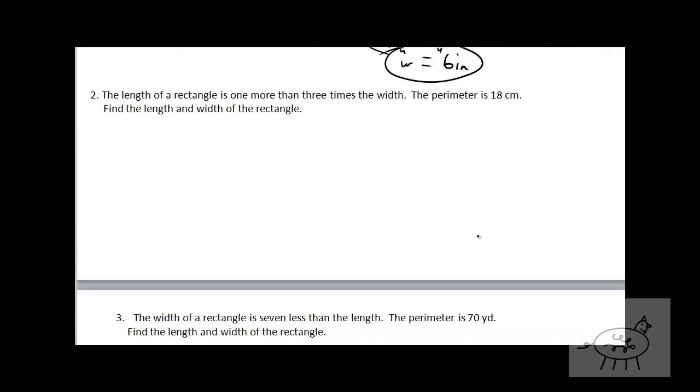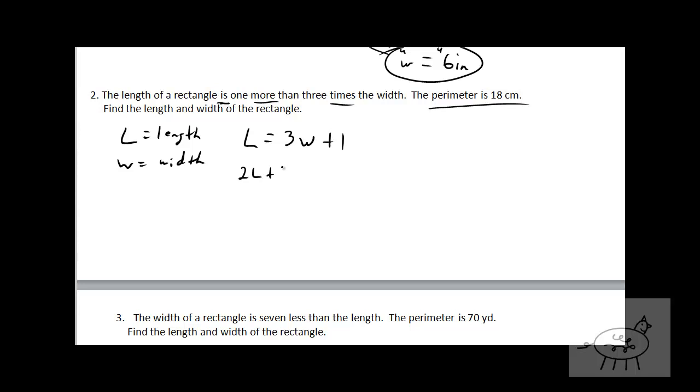The length of a rectangle, so the length, L equals length, and W equals width. So the length of a rectangle is, again, that equals 1 more than 3 times the width. So 3 times the width, times, remember, means multiply, and 1 more, that means add. So 1 more than 3 times the width. And they give you the perimeter again. So 2L plus 2W is equal to 18.